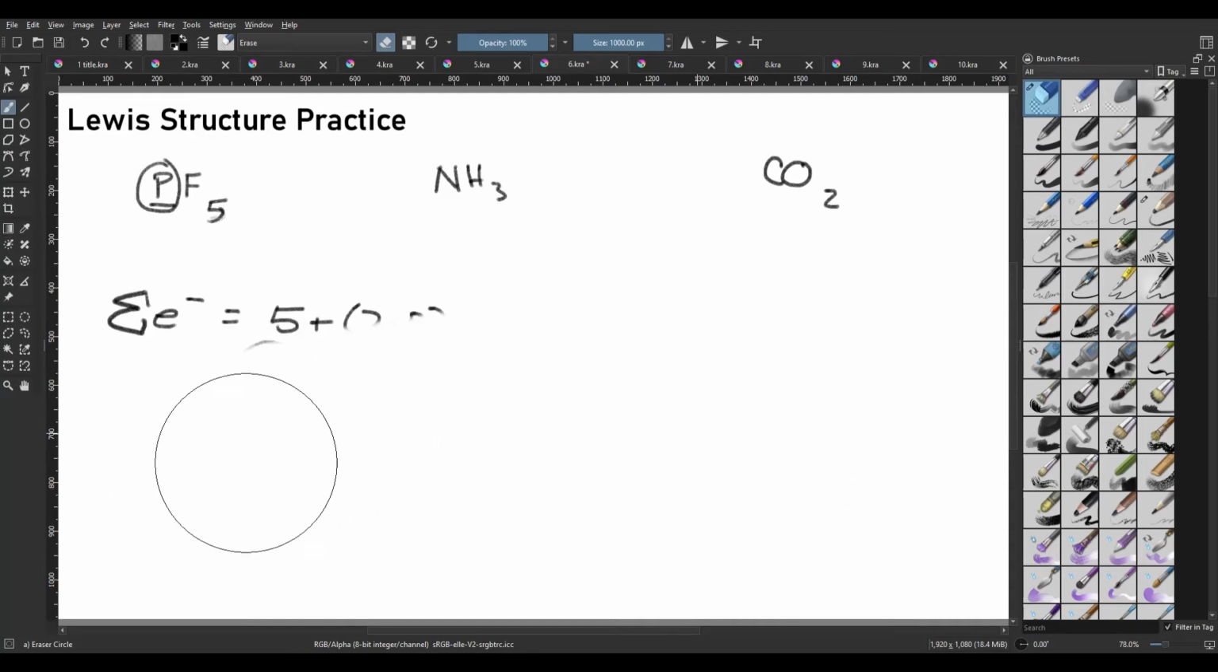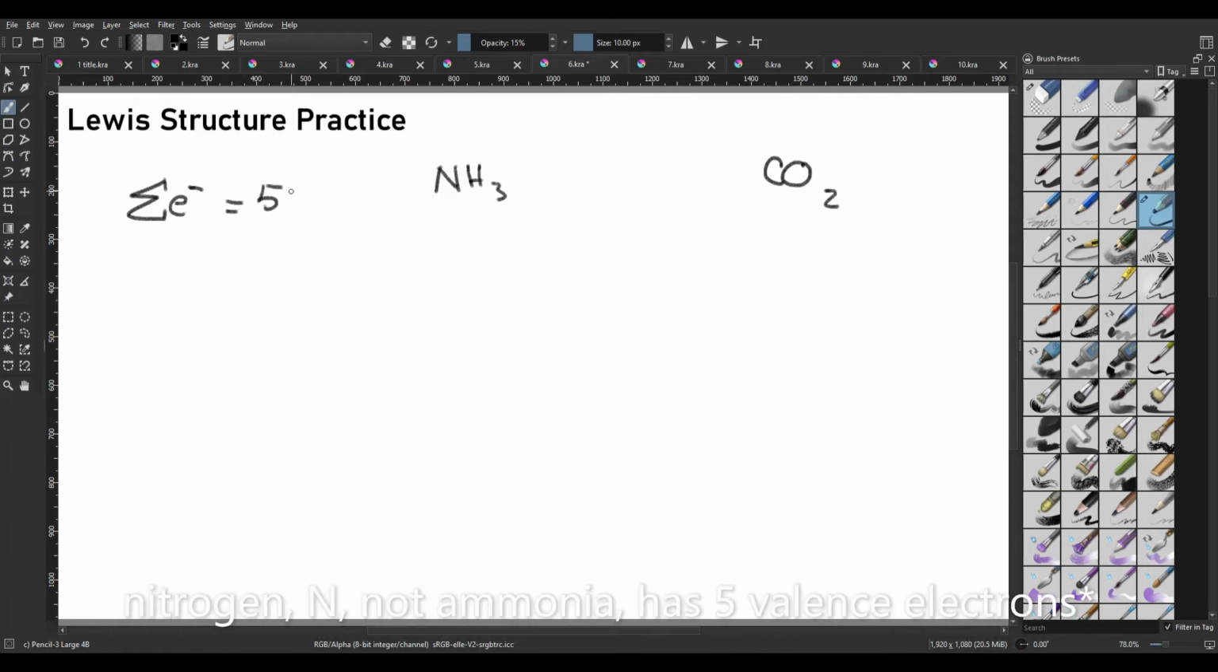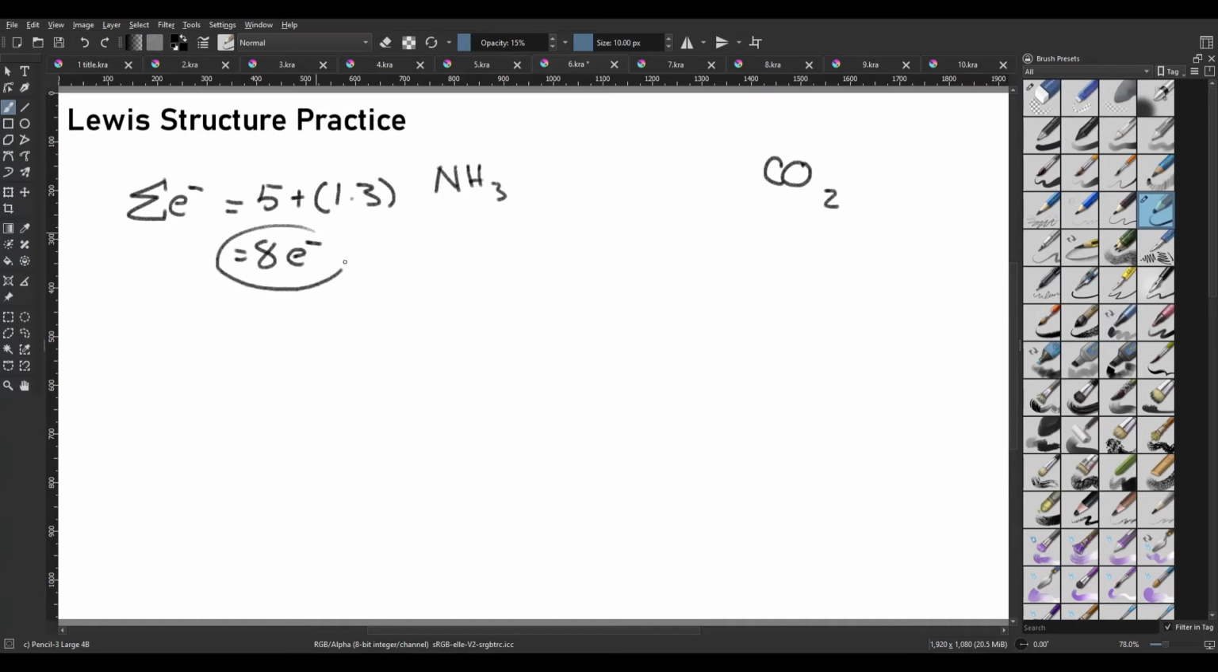And our next example is NH3, which is ammonia. Just like anything else, we're going to go ahead and sum up our valence electrons. If we look at our periodic table, we see that, just like phosphorus, nitrogen has 5 of them. Hydrogen, being the first element, only has 1 valence electron. It's its only electron. Because there are 3, we're going to multiply that by 3, 1 times 3. It's going to be 8 valence electrons.